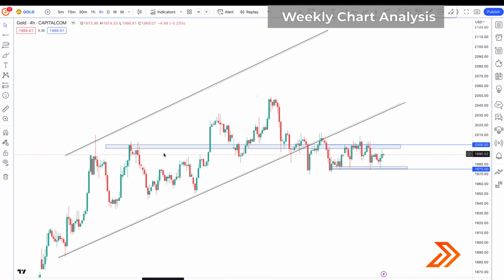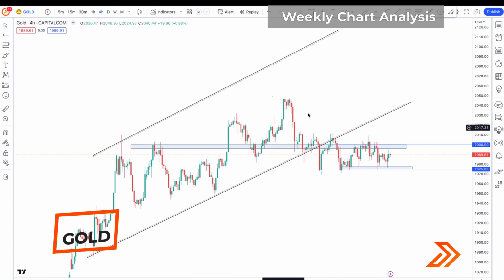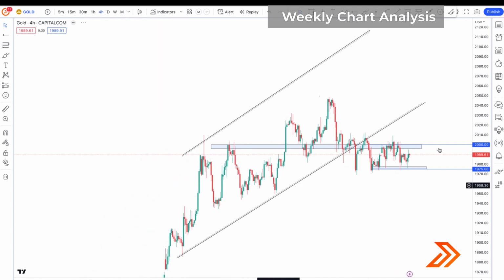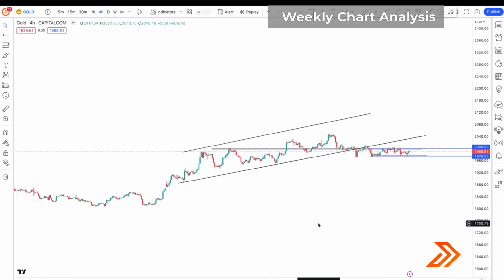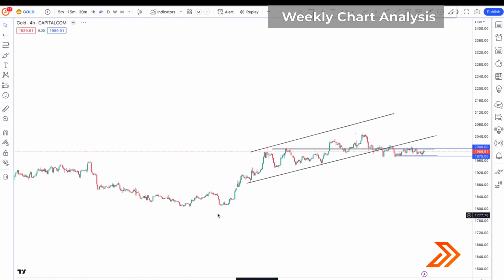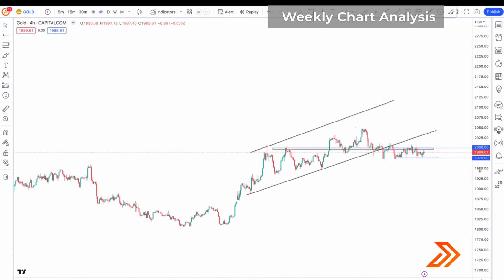So guys, here on gold, which would be the first pair that we will be analyzing for this upcoming week. This is the 4 hour time frame on gold, and if you notice, gold has been on a major uptrend. Gold has been trending up for the past couple of weeks and months.